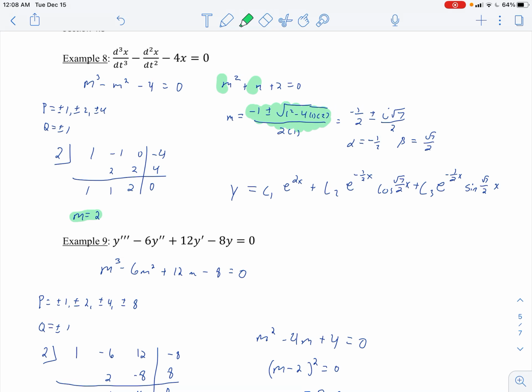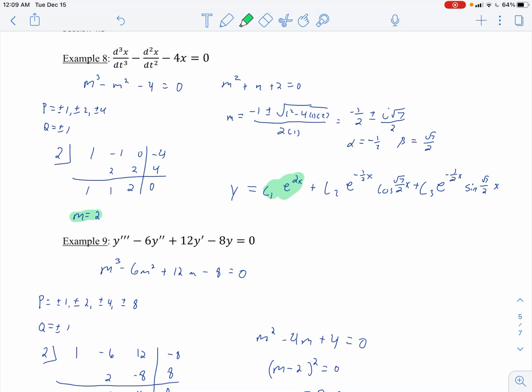So I set up the quadratic formula using my a, my b, and my c. And when I do the quadratic formula, you're going to get -1/2 plus or minus i square root of 7 over 2. Alright, complex. So what's our alpha? Alpha is -1/2. What's our beta? Radical 7 over 2.